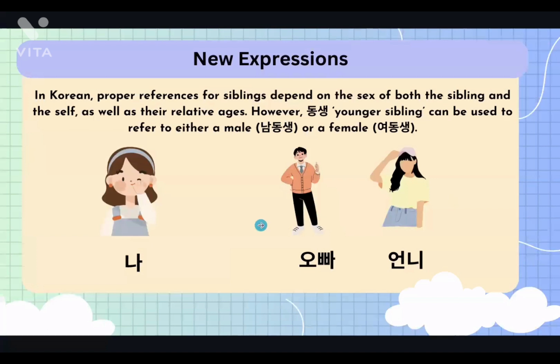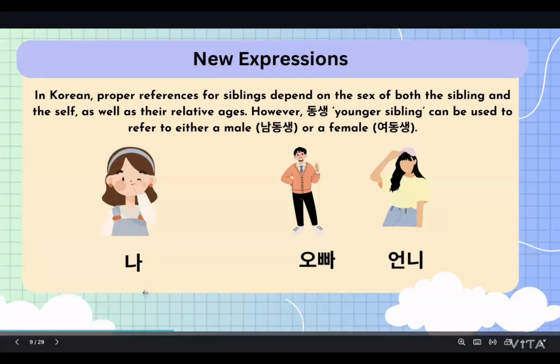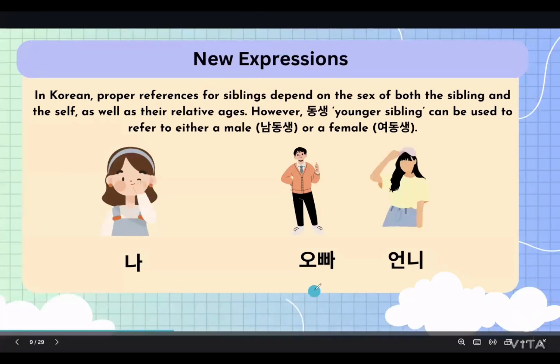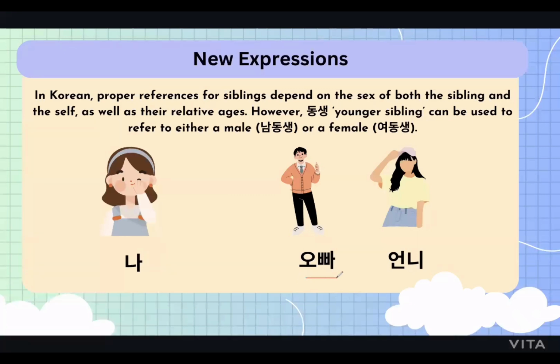But look at here. If you have an older sibling, it's different. So you are the female, right? Then if you have an older sibling, if that's an older brother, then you should call 오빠라고 합니다. 오빠. But if she is an older sibling, my older sister, then you should call 언니.